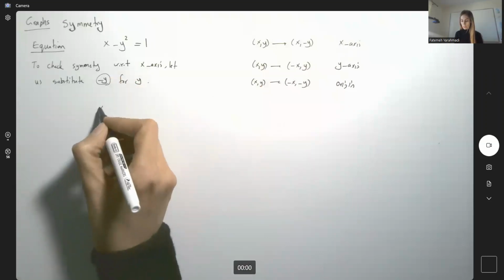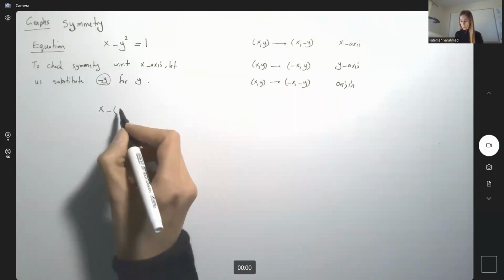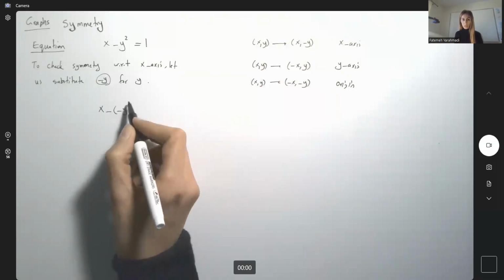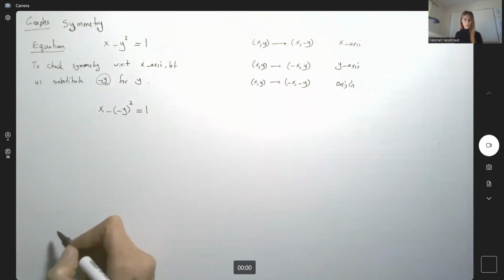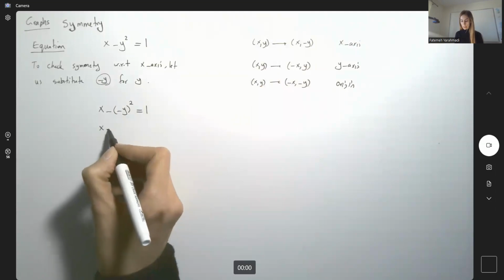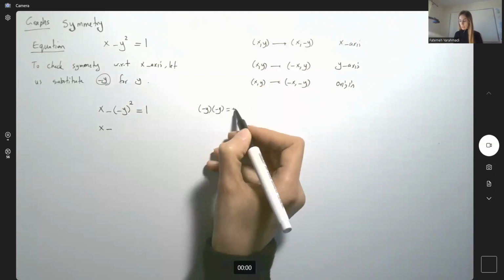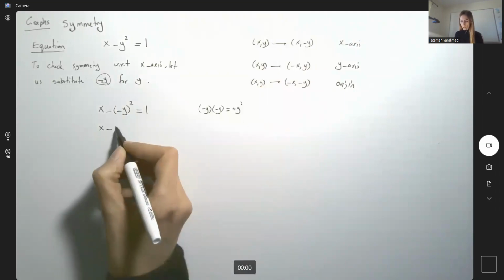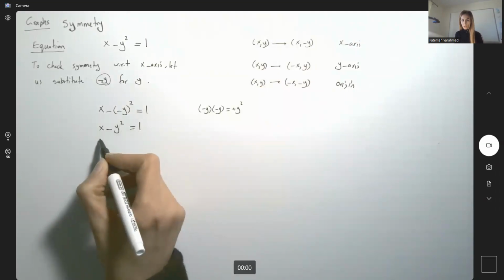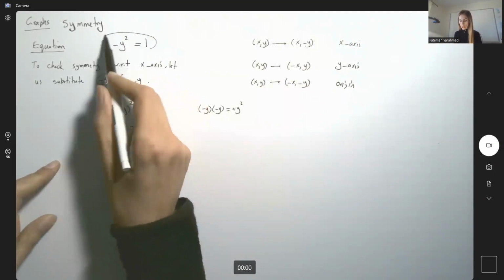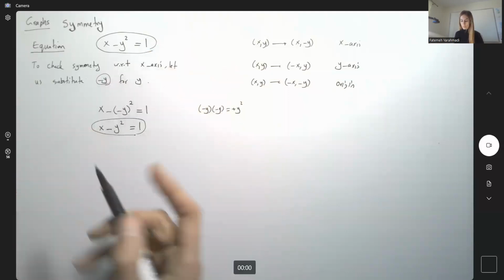So I have x, subtraction, y raised to the second power, but my y is now substituted by minus y to the second, and on the right-hand side, I have a 1. Take a look. I get x, subtraction, minus y times minus y is positive y squared. So you get x minus y squared equals 1. Compare the original equation with this new equation. They are basically the same thing.